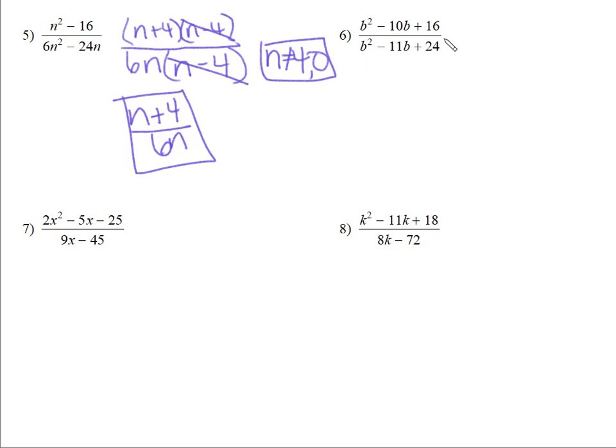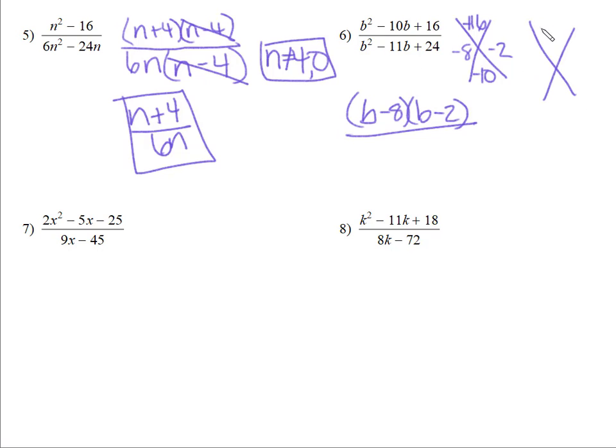Number 6, we've got a couple quadratics. For the top, the factors of positive 16 that add up to negative 10 are negative 8 and negative 2. So the top quadratic factors as b minus 8 times b minus 2. Okay, our bottom quadratic, factors of positive 24 that add up to negative 11 are negative 8 and negative 3. So b minus 8, b minus 3.